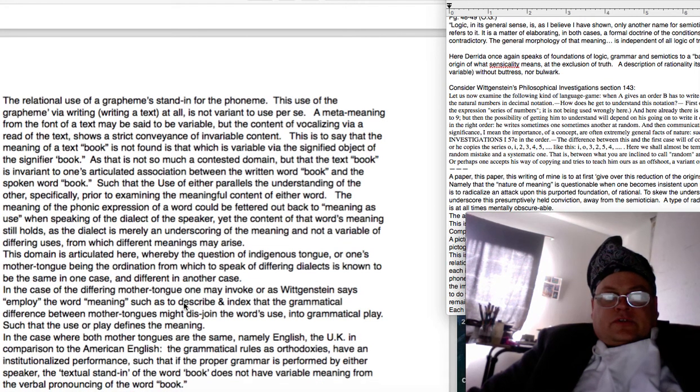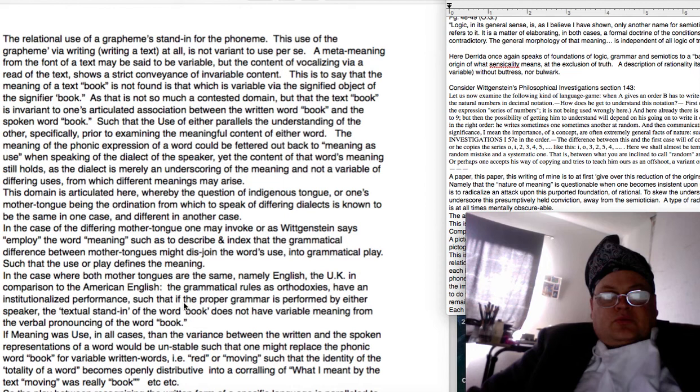The relational use of the graphemes as a stand-in for the phoneme, this use of the graphemes via writing a text at all, is not variant to use per se. A meta-meaning from the font of a text may be said to be variable, but the content of vocalizing via a read of the text shows a strict conveyance of invariable content. This is to say that the meaning of a textbook is not found in that which is variable via the signified object of the signifier book.